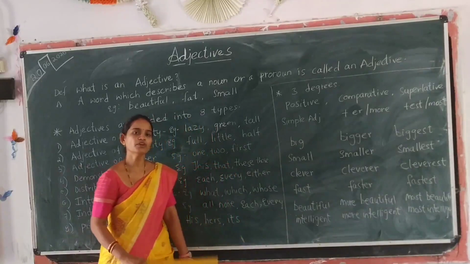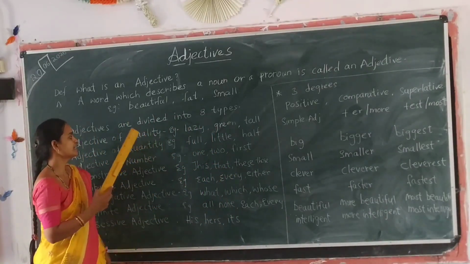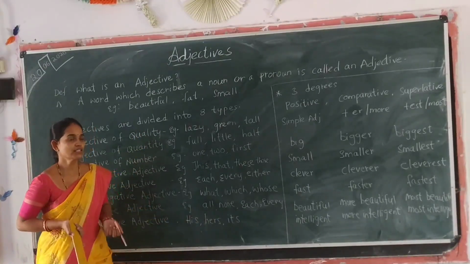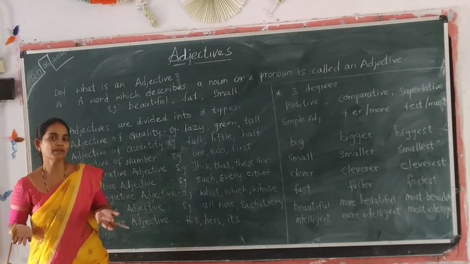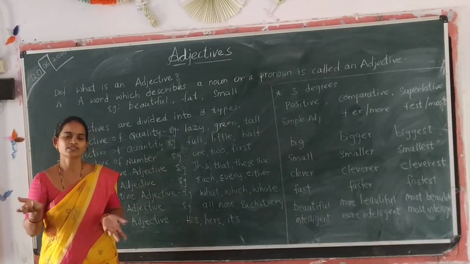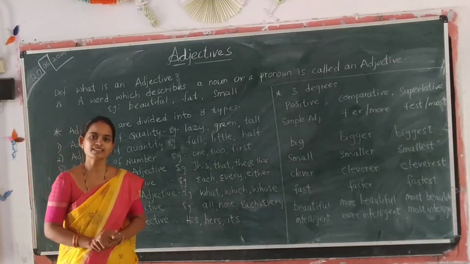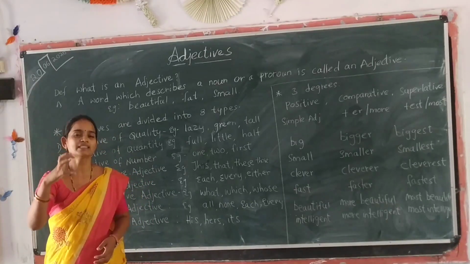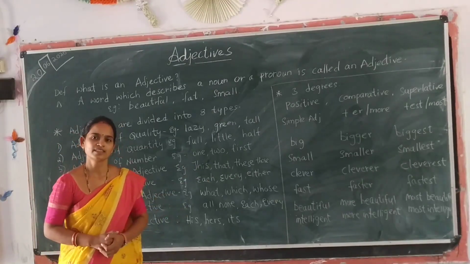Children, I hope you understood now what adjectives are. All qualities, all quantities, all numbers are obviously called adjectives. So adjectives are also called describing words. They don't have any verb to say something about a noun or a pronoun. So adjectives are always describing words. I hope you understood the lesson. Go further with the lesson and identify more adjectives. Pick out some adjectives from your lesson and write degrees of comparison for the adjectives. Thank you, children.